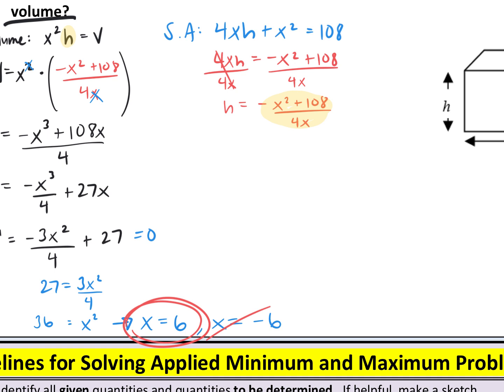Okay, so if it wants the dimensions, I can solve for h by plugging it back in pretty easily. So if I plug this back in, h is equal to negative 6 squared plus 108, all divided by 4 times 6, which if we plug in the calculator, we get 3.